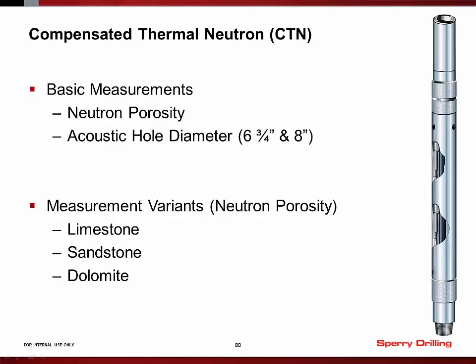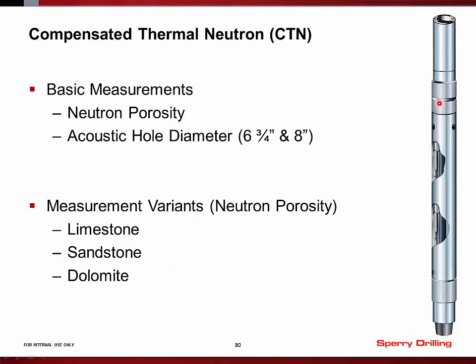This tool really makes one basic measurement, which is the neutron porosity measurement. Some of the larger tools also have an acoustic caliper built into them, but the primary measurement is the neutron porosity measurement. It comes in 3 different flavors. As you may already know, we typically present neutron porosity either in limestone units or in sandstone units. Very rarely we present them in dolomite units. Usually it's limestone or sandstone. So I'm going to explain to you the differences between those and how we get the measurement from the tool.